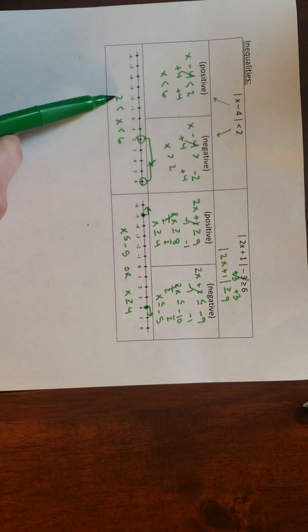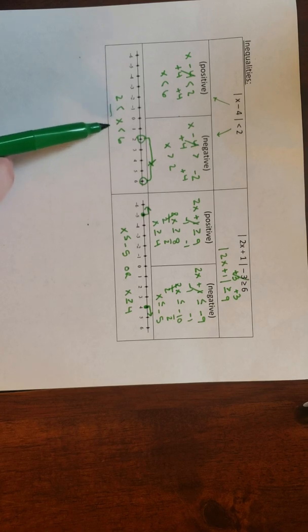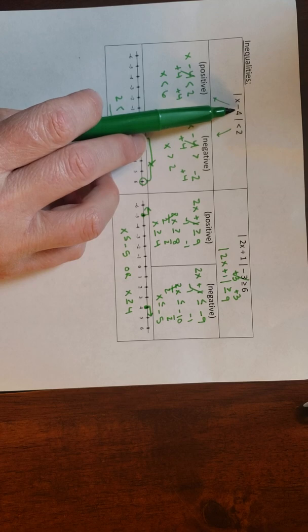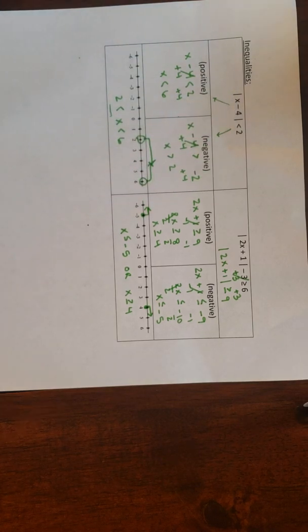For example, for the earlier one, this means any number between 2 and 6. So 4 would fit there. 4 minus 4 is 0. 0 is less than 2.